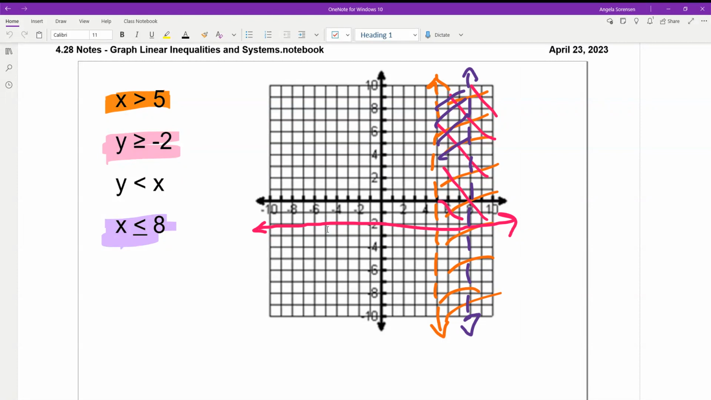Now, this one here, y is less than x. That one's a little bit different. Why is that one different? I didn't ask if it was horizontal or vertical anymore. It's diagonal. Okay. Where's the y-intercept here? And what's the slope? 1. Because this is like 1x plus 0. So if that helps, my y-intercept's 0. And this has a slope of 1. And it's dashed.